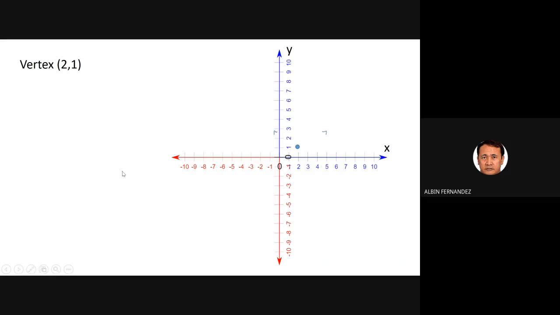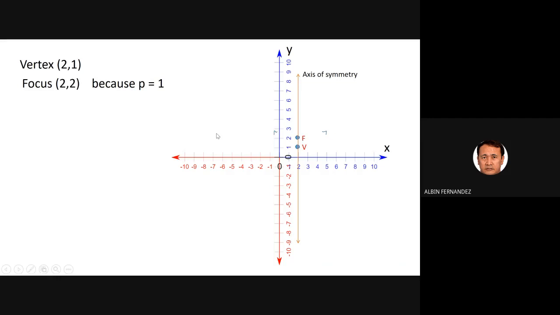Next, other than the vertex, we have the focus. Because p is equal to 1, you move 1 unit upward since the axis of symmetry is parallel to y. So we locate the focus here. Then we draw the line of symmetry parallel to y, passing through the vertex and the focus.